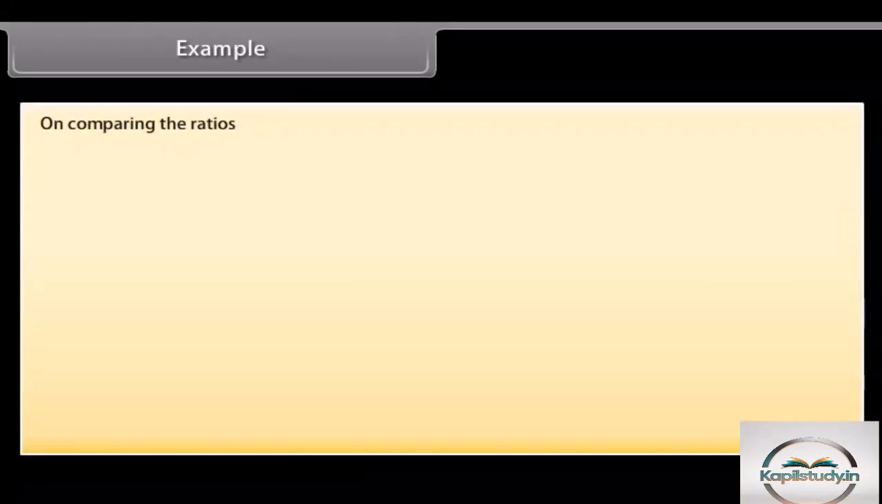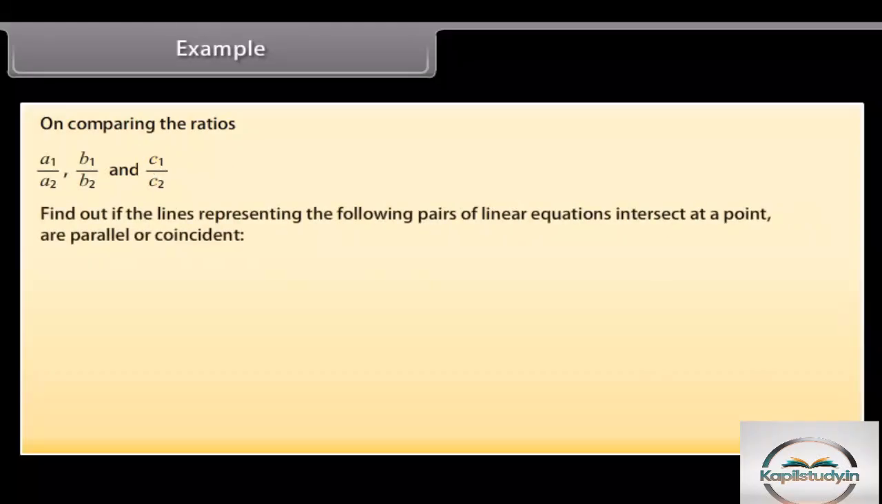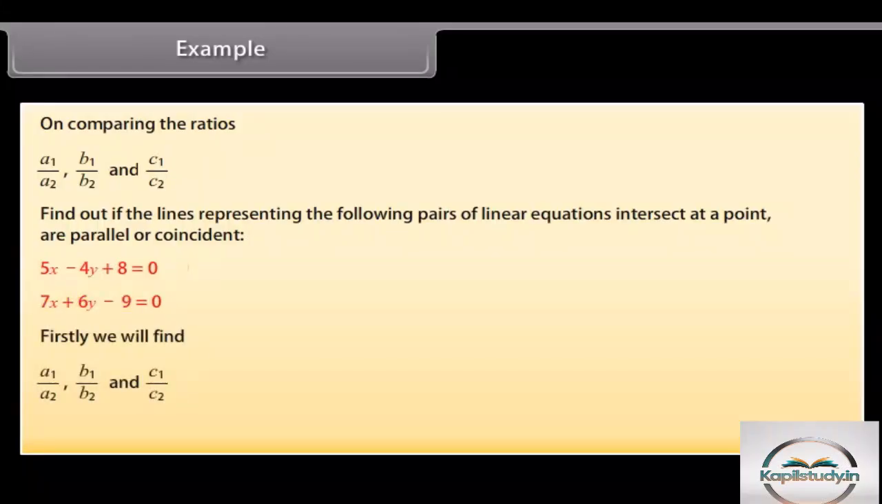Example. On comparing the ratios a1 upon a2, b1 upon b2 and c1 upon c2, find out if the lines representing the following pairs of linear equations intersect at a point, are parallel or coincident. 5x minus 4y plus 8 is equal to 0, 7x plus 6y minus 9 is equal to 0. Firstly, we will find a1 upon a2, b1 upon b2, and c1 upon c2, and then compare them.